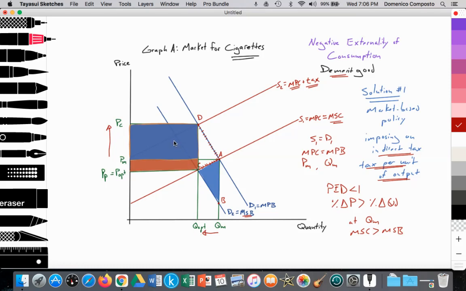One important point, though, is that because the demand curve is inelastic or less than 1, where the percent change in price is greater than the percent change in quantity demanded, it is the consumer that carries the burden of the tax, which we see in this blue rectangular area, versus the producer's tax burden, which we see in this brownish orange area.